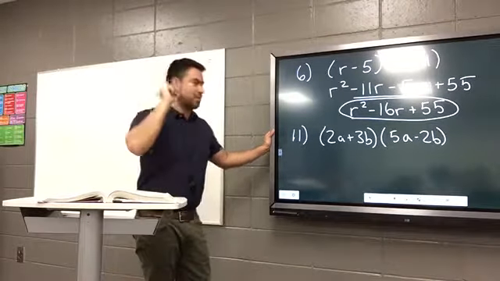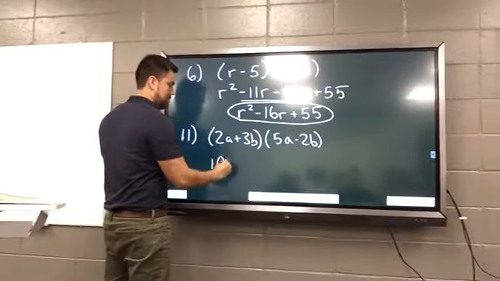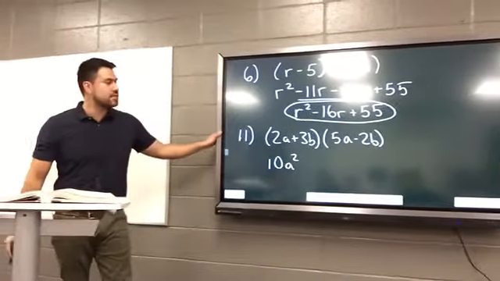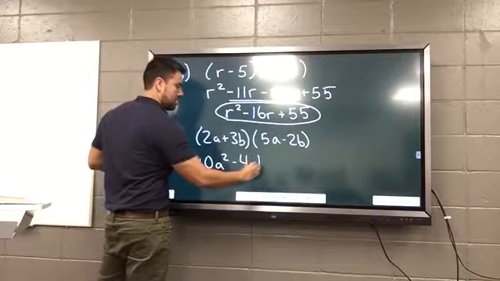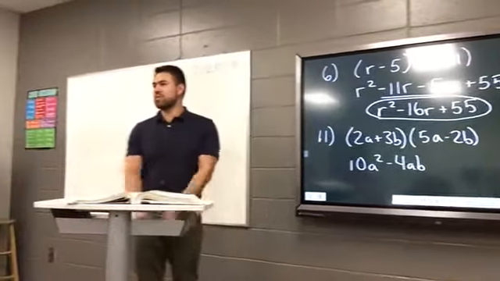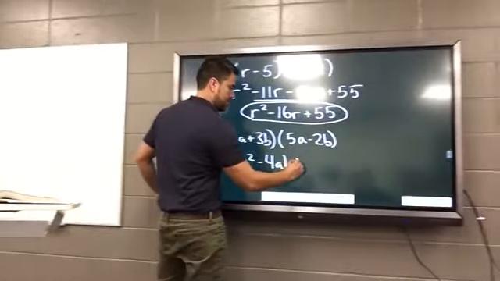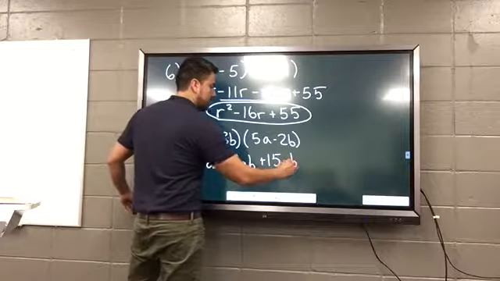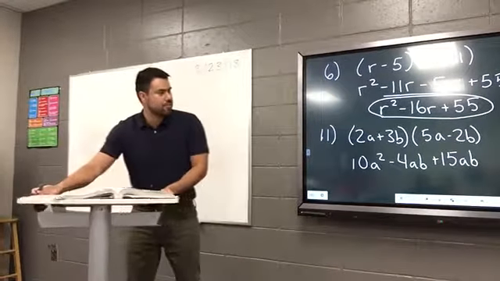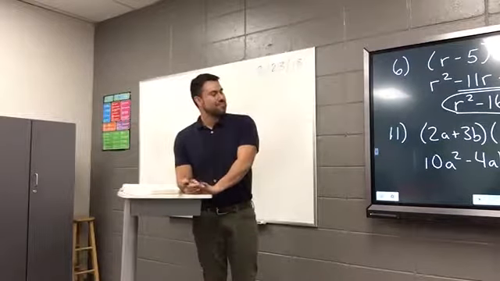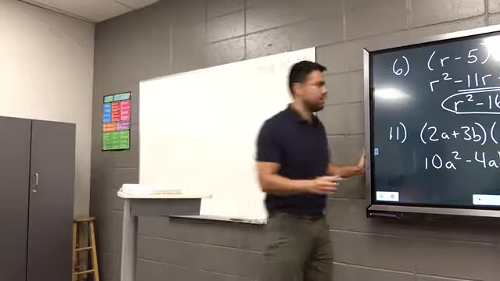So, Lisby, the first terms multiplied together give me? Good, 10a squared. Benton, the outer terms multiplied give me? The inner terms, Kyra, multiplied together give me? 15ab. And then the last terms, Wyatt, multiplied give me? What is 3b times negative 2b? That's negative 6b squared.